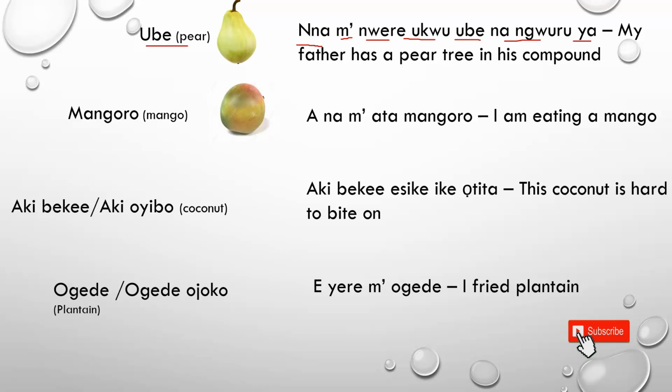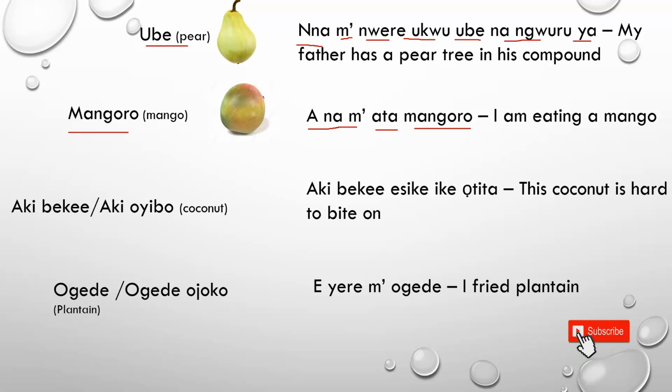Mangoro, which is simply mango. Some fruits don't have the Igbo name, but in case you hear of the Igbo name somewhere, please, I'll be so glad for you to comment in the comment section. So for now, I know mango as mangoro. Okay? Anam ata mangoro. I am eating a mango.